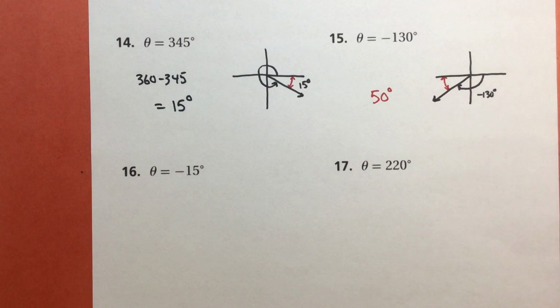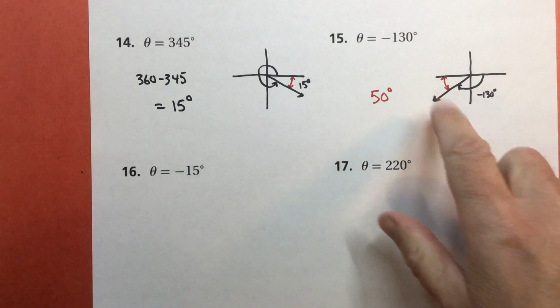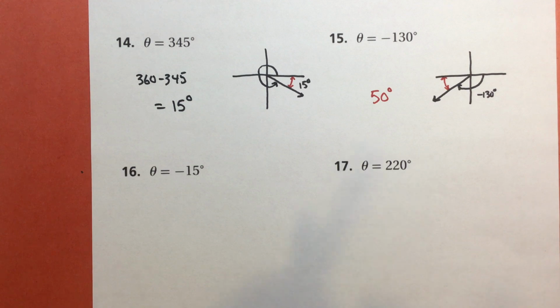Now again, I'm going to keep repeating this. The negative just tells me the direction. Reference angles do not have direction. That's why we put arrows on both ends. It just says how far it's opening up. Okay? So there's no direction there. So be mindful of that.